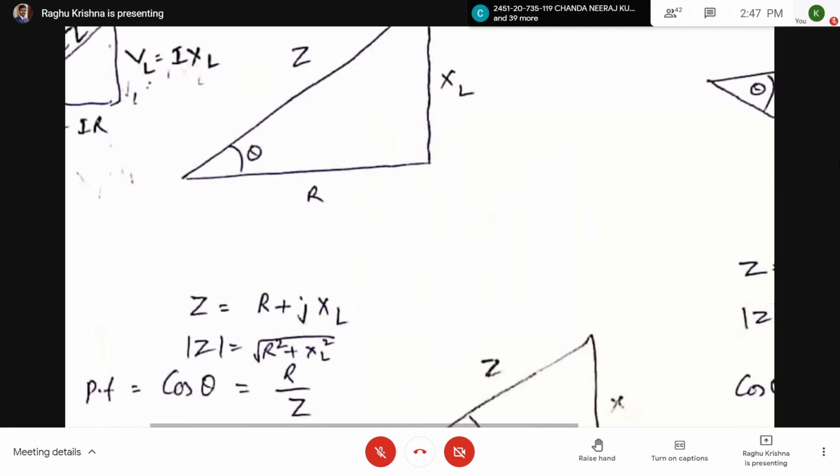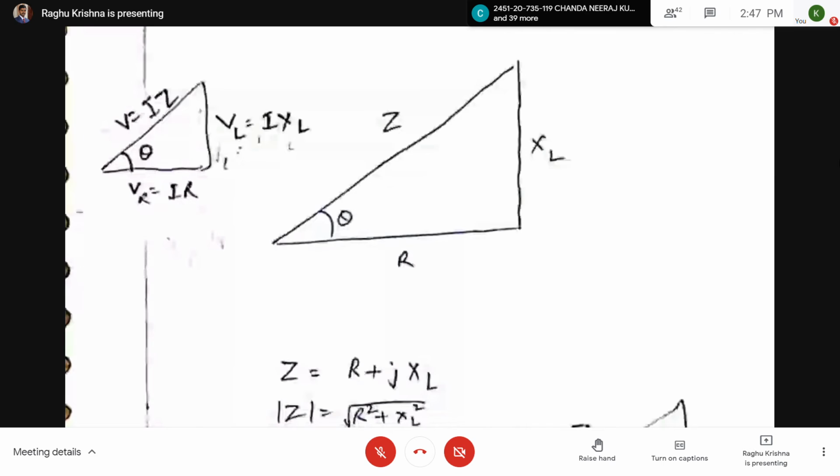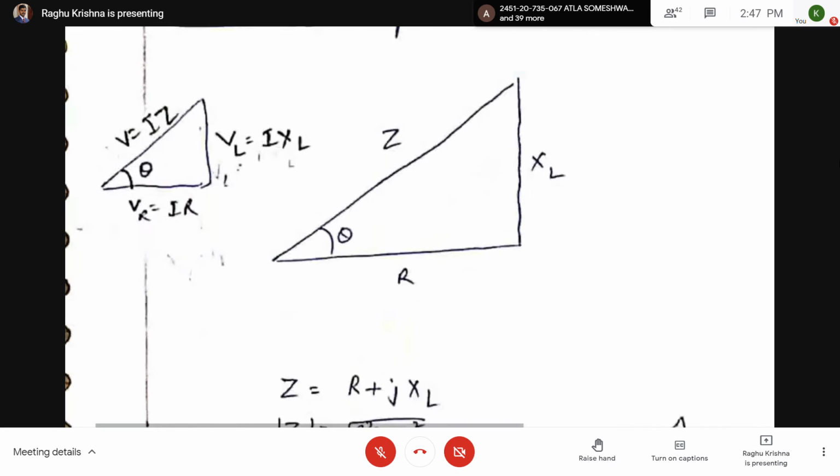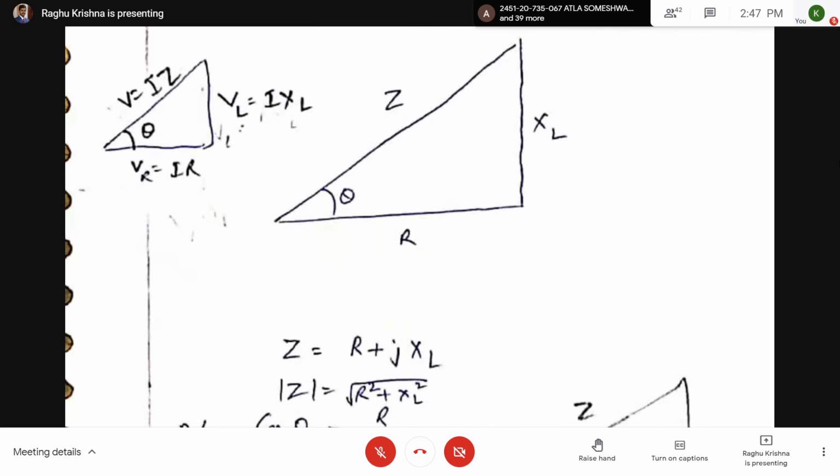Next, Z equals R plus JXL. Here R is the impedance offered by the resistor, JXL is the impedance offered by the inductor. So total impedance is equal to R plus JXL. This impedance triangle is drawn for the RL circuit. If I want the magnitude of Z, the magnitude of Z is equal to under root of R square plus XL square.